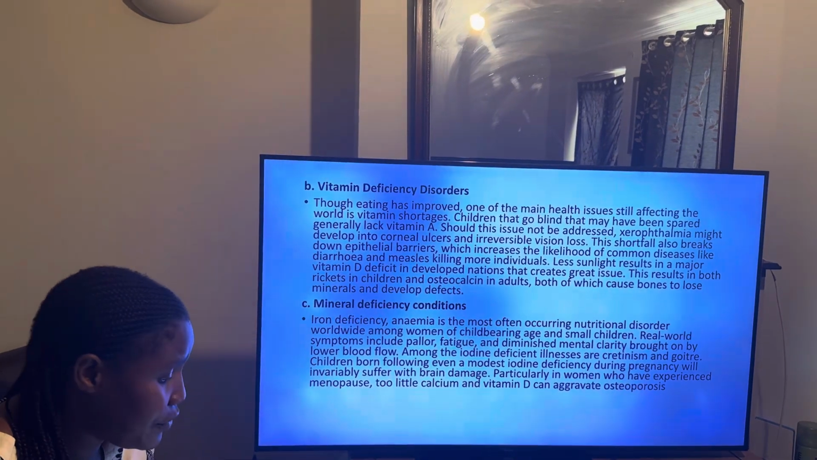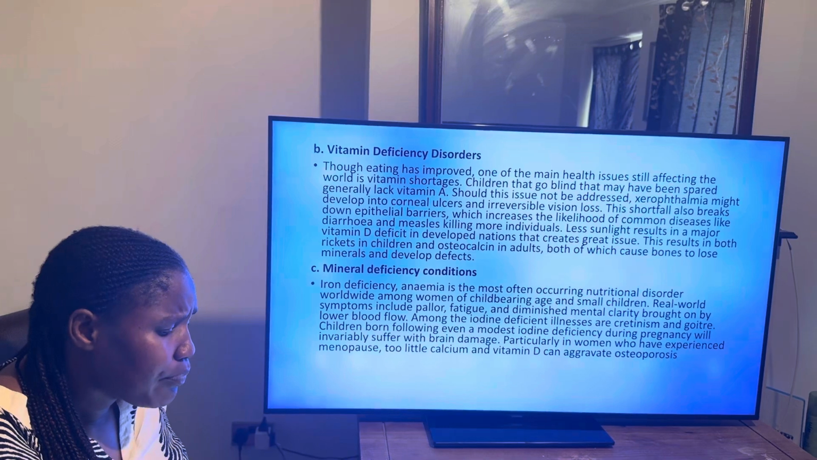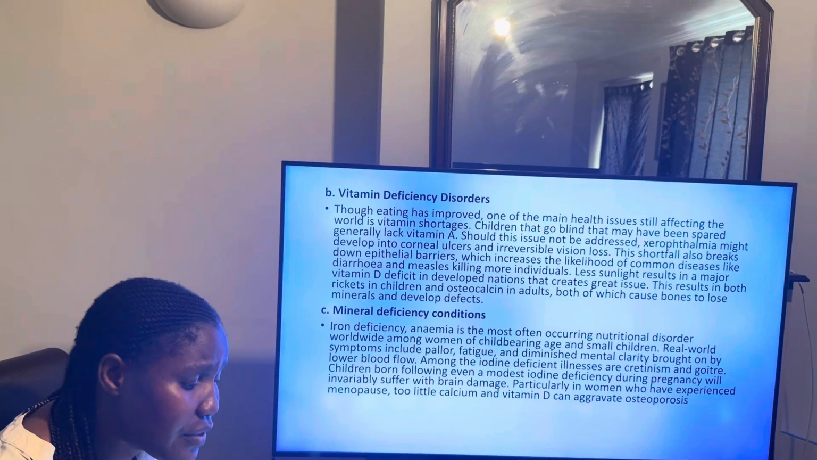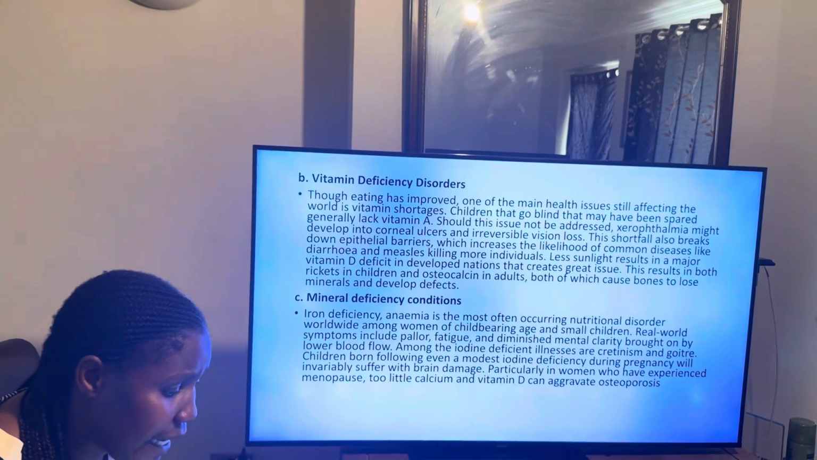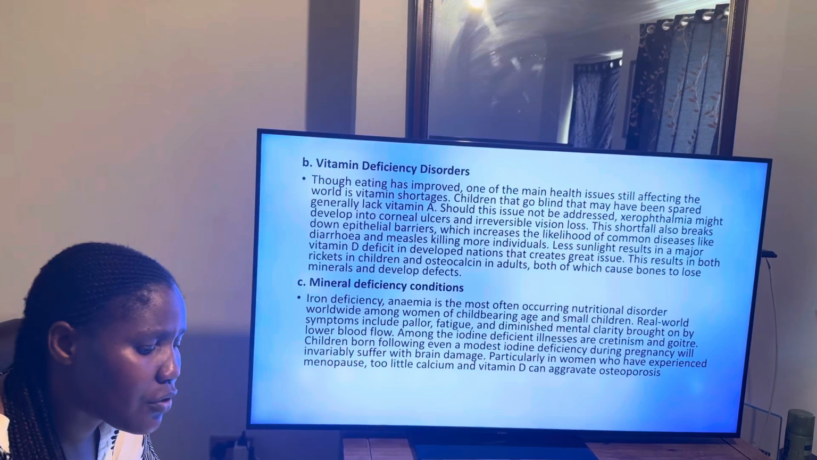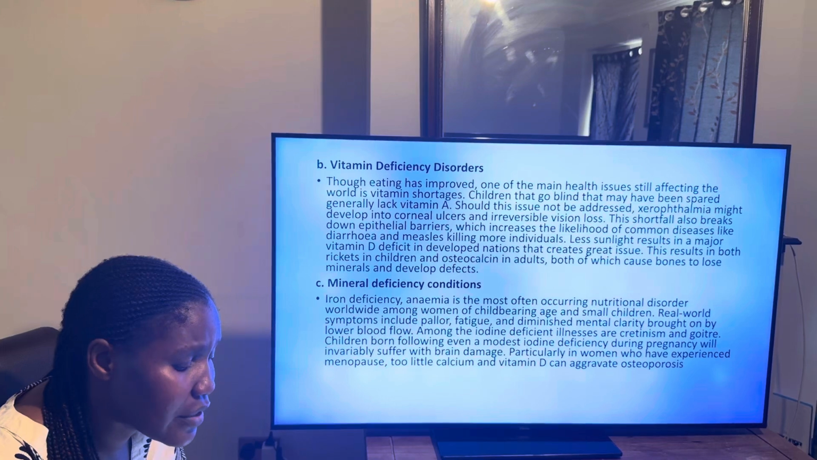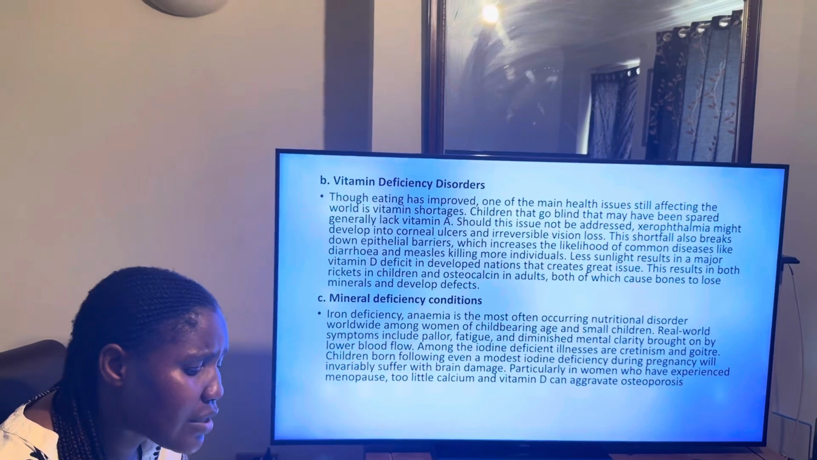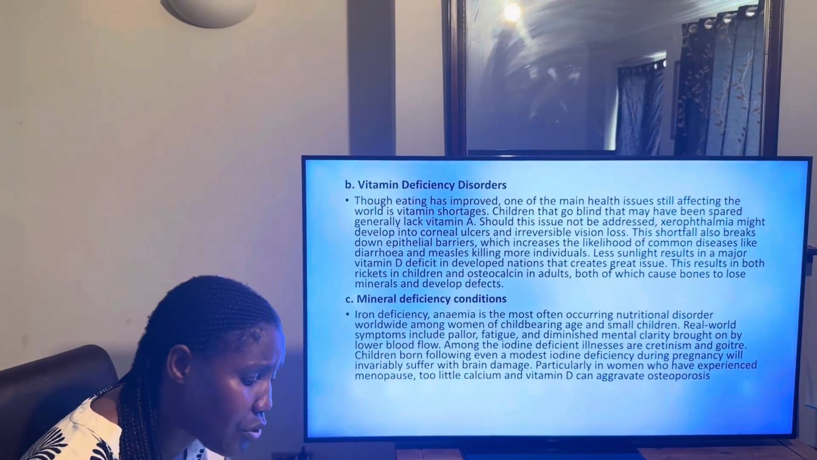We also have vitamin deficiency and disorders. Though eating has improved, one of the main health issues still affecting the world is vitamin shortages. Children that go blind, who may have been spared, generally lack vitamin A. Should this issue not be addressed, xerophthalmia might develop into corneal ulcers and irreversible vision loss. This shortfall also breaks down epithelial barriers, which increases the likelihood of common diseases like diarrhea and measles, killing more individuals.